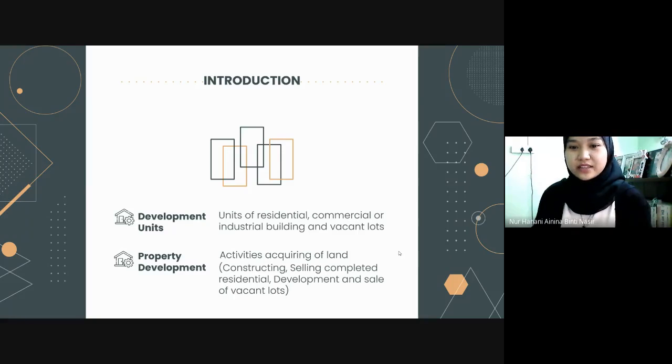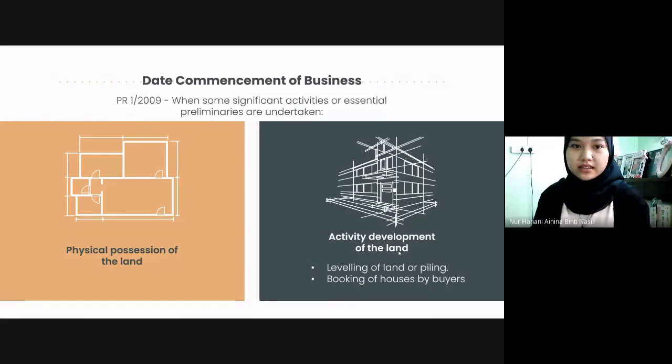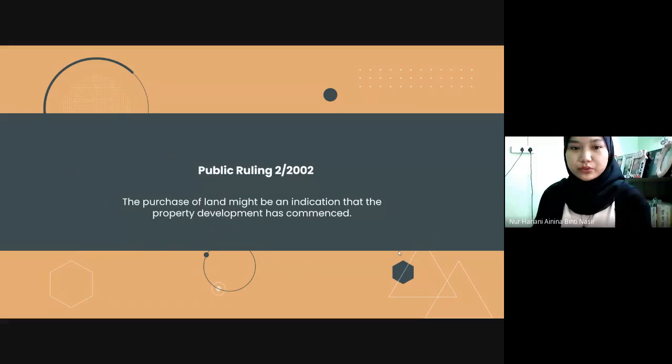Property development is an activity of acquiring land for the purpose of constructing and selling completed residential developments and selling vacant lots. First is the date of commencement of business. According to PR 1/2009, the date will be when some significant activities or essential preliminaries are undertaken, which is physical possession of the land and the development of the land, for example leveling of land or piling and booking of houses by buyers. However, according to PR 2/2002, the purchase of land can also be the date of commencement of the business. So let's look at the example.